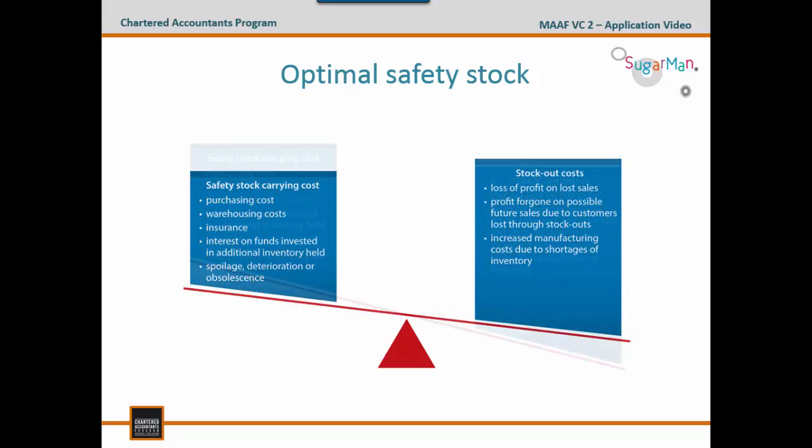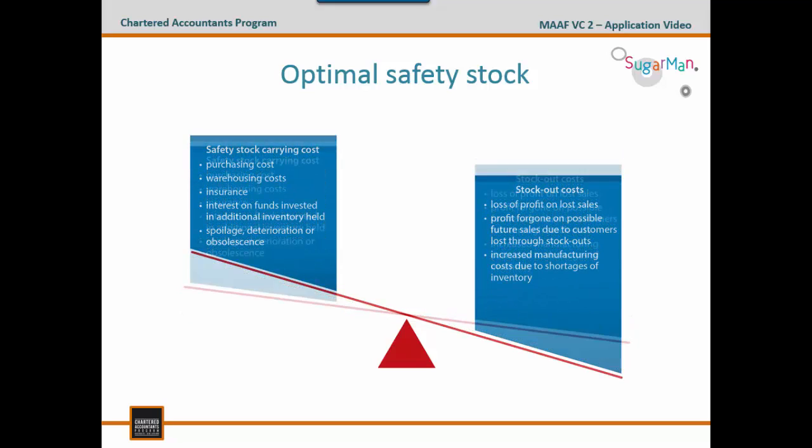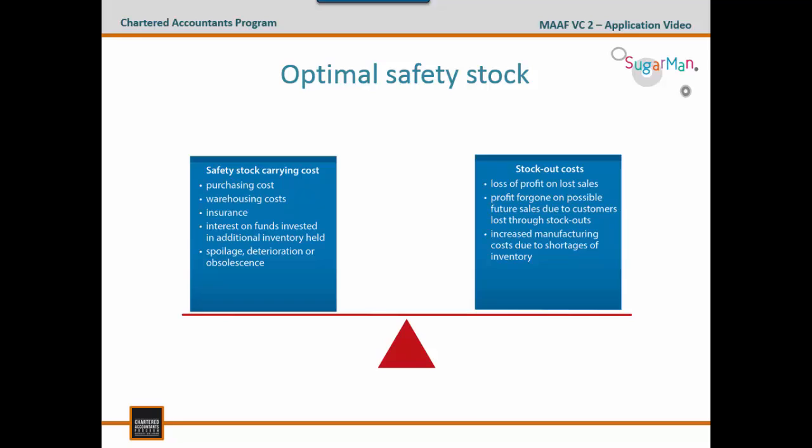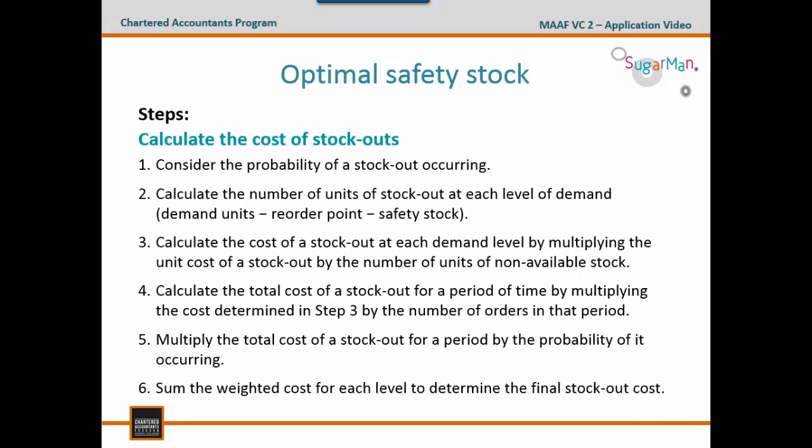Whilst there is a cost attached to not having stock on hand to sell, i.e. stock out costs, there's also a cost attached to carrying additional inventory in the form of safety stock. So this is a balancing act, as indicated by the slide. The key to effectively managing inventory, and hence working capital, is to determine the optimal level of safety stock to hold so as to minimize the overall cost to the company. So this is the process outlined in the CSG to approach this type of question.